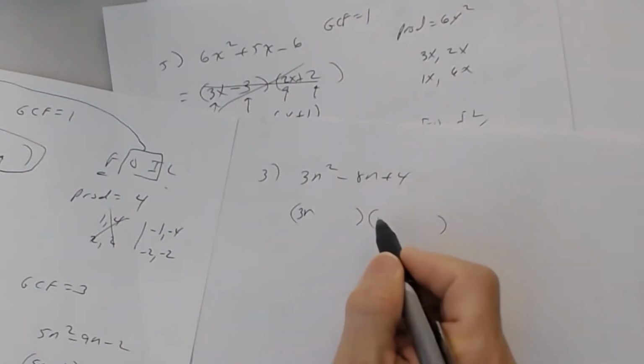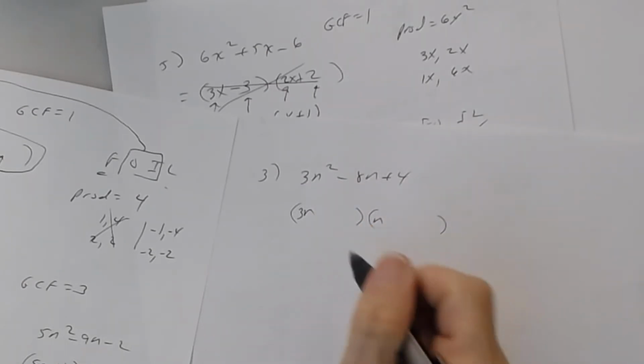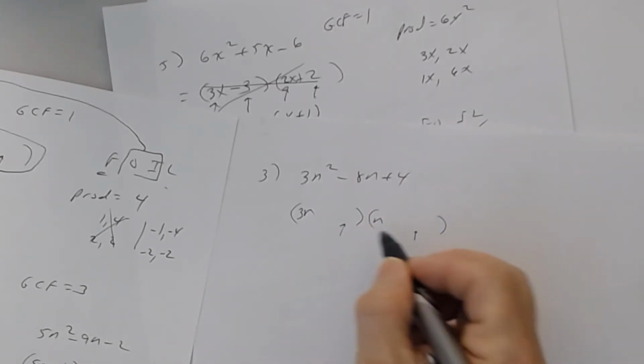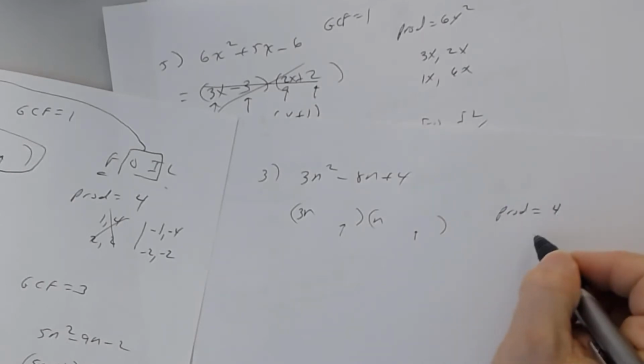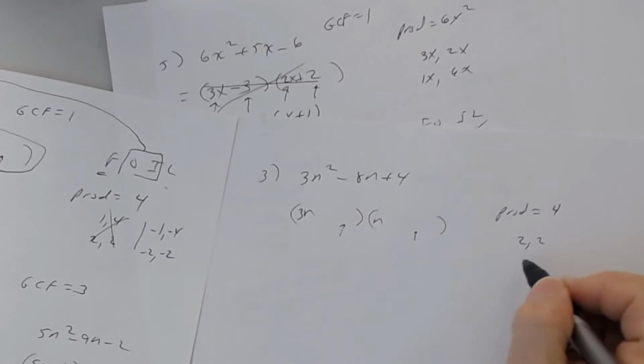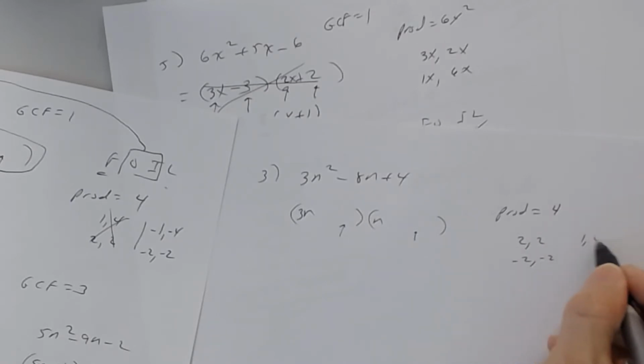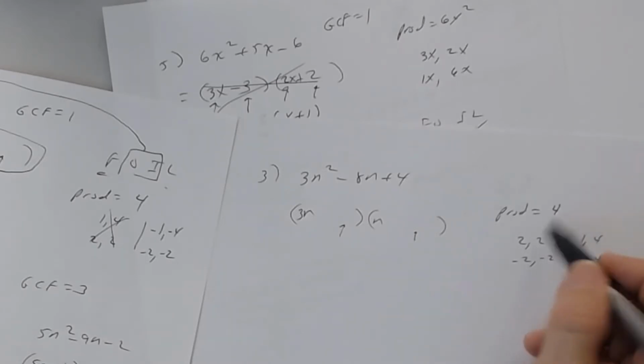Okay, so we put the 2 binomials. I know that 3n times n is going to give me 3n squared. Now the last, we said I need 2 numbers whose product was what? 4. Okay, 2, 2, negative 2, negative 2, 1, 4, negative 1, negative 4. You all agree?